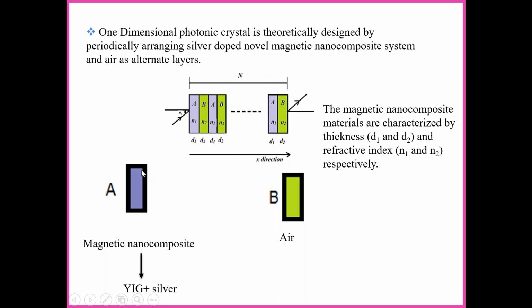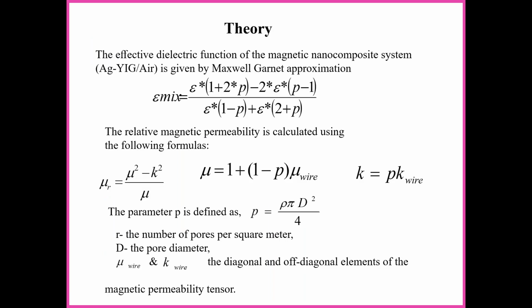A medium is the magnetic nanocomposite medium. B medium is the air medium. So, theory. Here we have a magnetic nanocomposite medium, and we want to find the refractive index. For finding the refractive index, first we should find the permittivity of the medium. For this nanocomposite medium, it possesses permittivity as well as permeability.